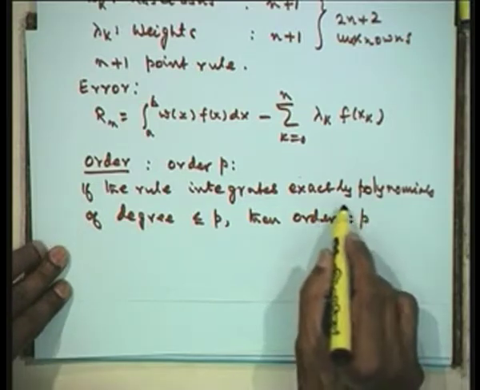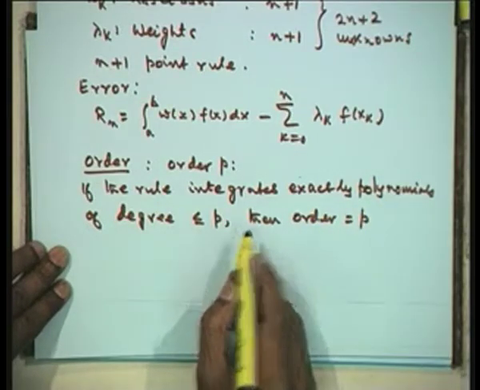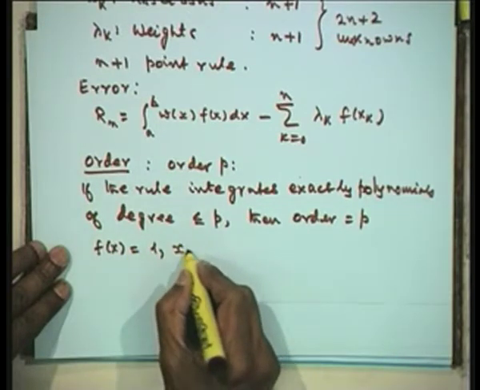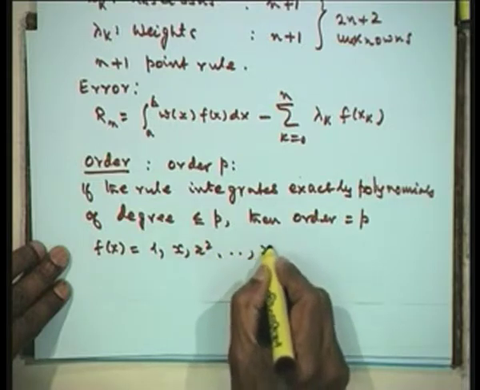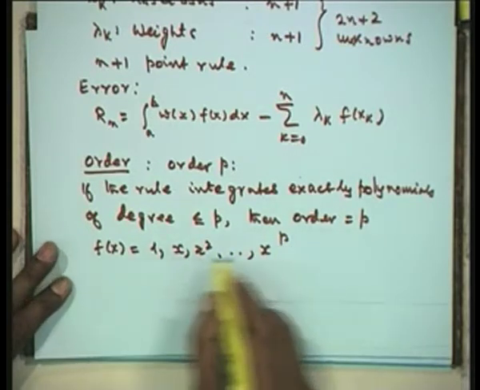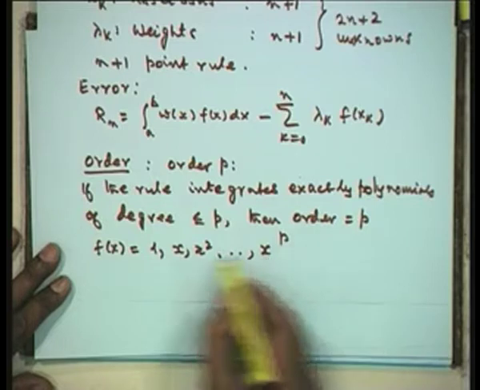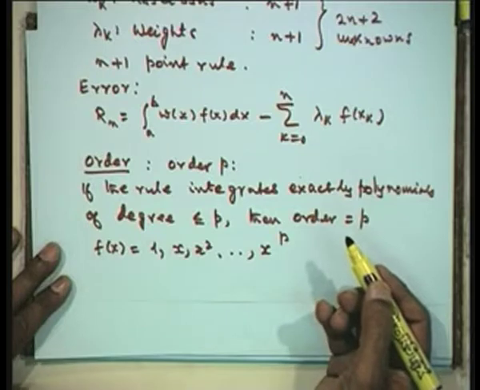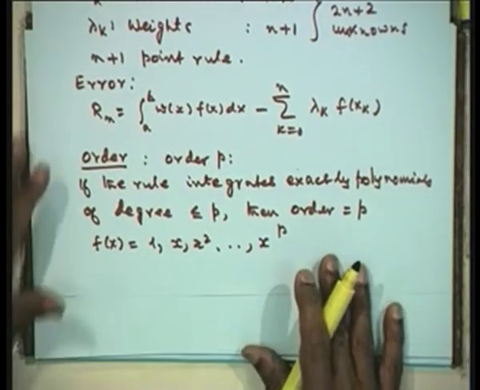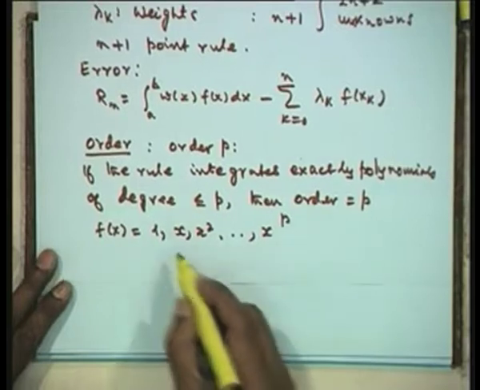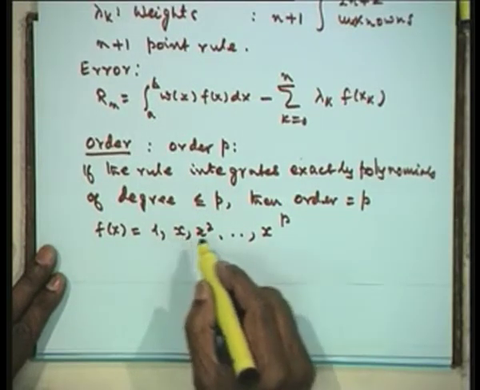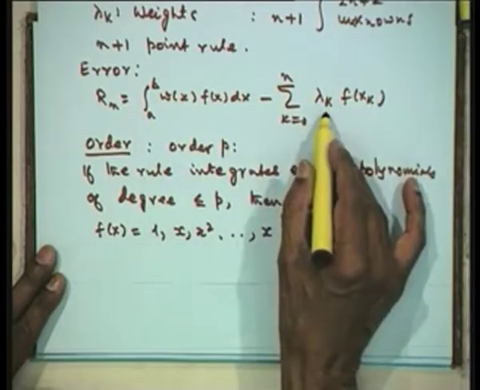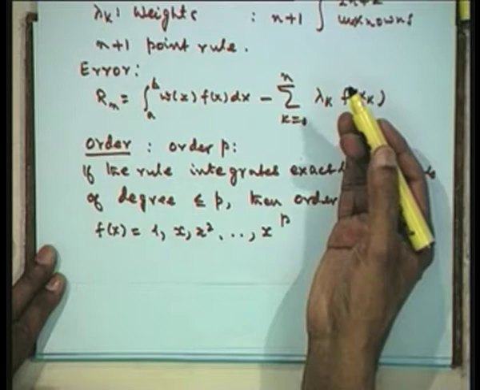Now, when we say polynomials of degree less than or equal to p, it would imply that it is sufficient for us to consider 1, x, x squared, and so on up to x to the power of p, because obviously if it is integrating these individually, a linear combination a naught plus a 1 x plus a 2 x square will automatically also be integrated exactly. So, if you want to test whether it is integrating exactly or not, we just choose f x equal to 1, x, x square, x to the power of p, substitute in this formula, then this would immediately give that error is 0. So, it is integrating exactly.